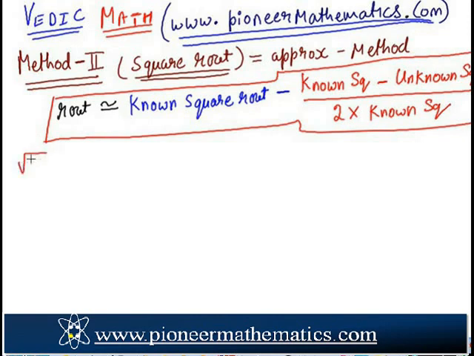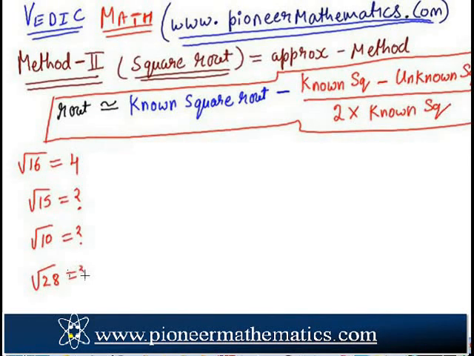For example, all of us know that the square root of 16 is 4. Now how to find the square root of 15? Do we know? How to find the square root of 10? Do we know? How to find the square root of 28? Do we know? Now let us see how this formula is going to help us. Root of 15, first of all. What is the known square near about 15? That is 16.